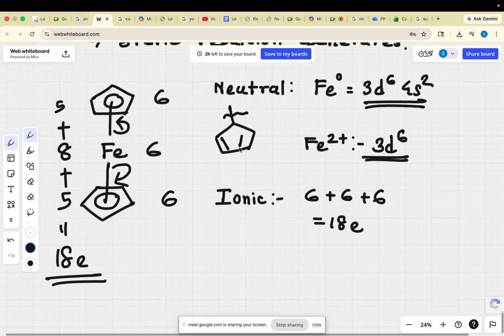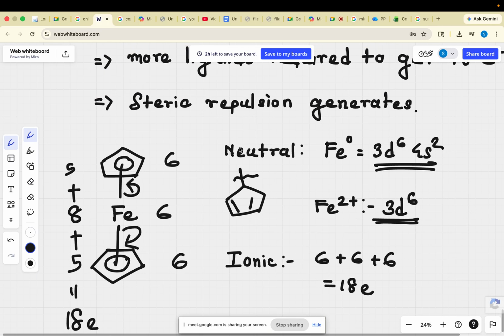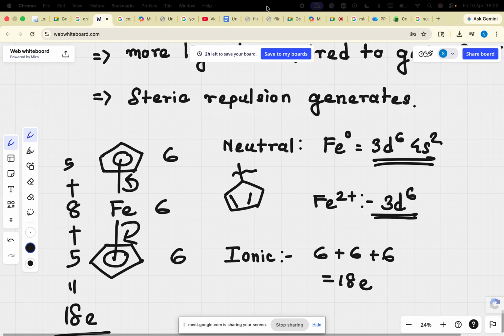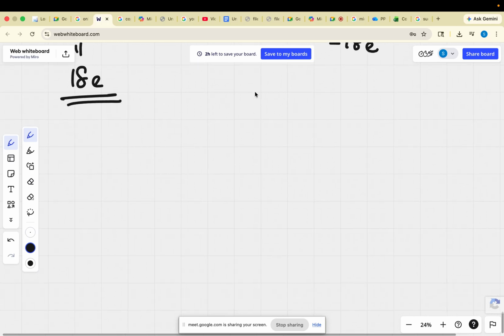So you can follow either method. You can follow the neutral method, you can follow the ionic method, but keep in mind, if you are following the ionic method you have to do heterolytic cleavage. If you are following the neutral method you have to do homolytic cleavage. Understood? Yes, sir. Understood.